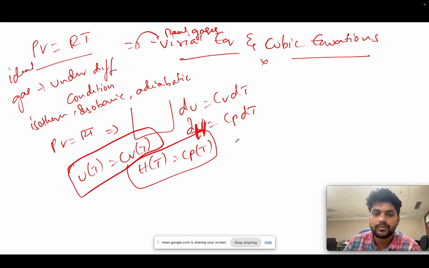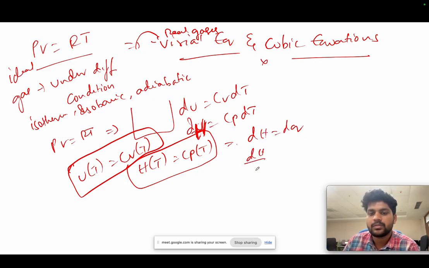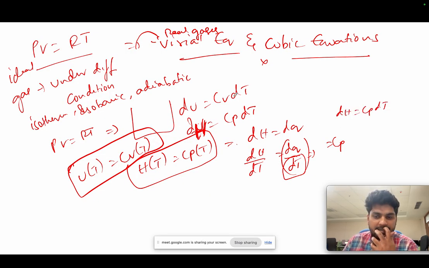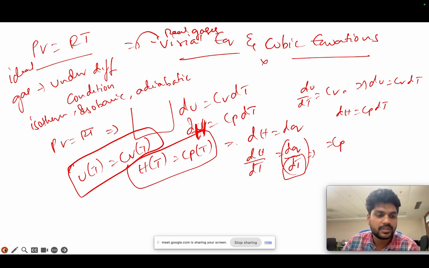Which are dh equal to dq, dh by dt equal to dq by dt. Change in the heat with respect to the temperature is nothing but C. So that's why we have written dH equal to Cp dt. And the same thing with the volume. So du by dt is equal to Cv. So it will give rise to Cv dt. So these are the two equations which we will go through further.